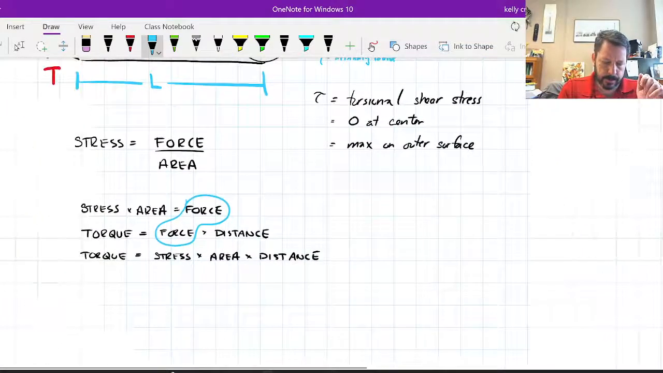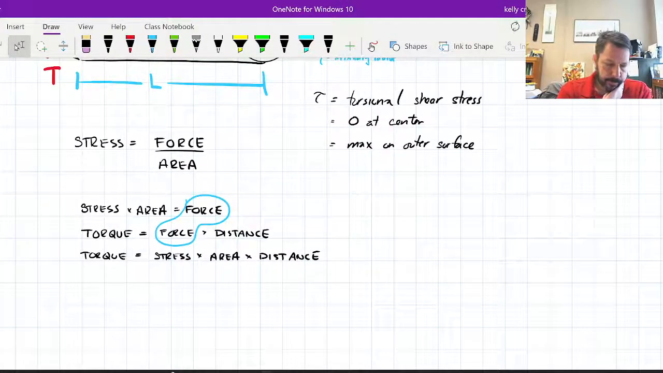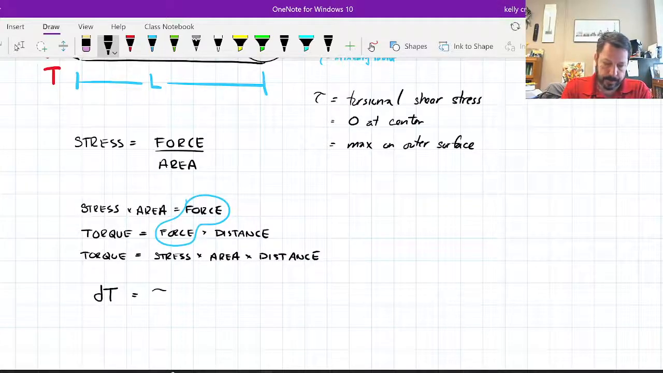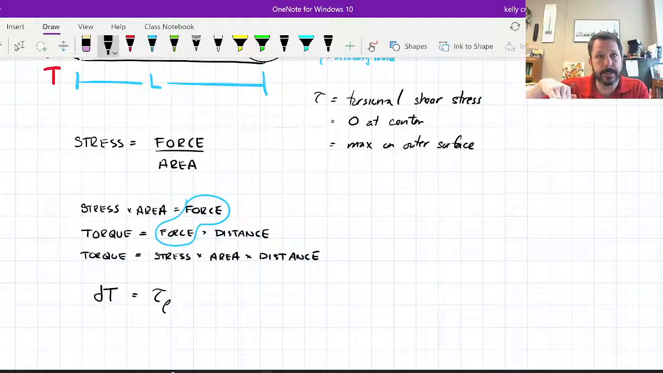All right, so looking at my word equation here, I could say that I've got a dT, so some torque on one of those little rings, equal to stress, this torsional shear stress, tau. I will say that it's tau rho, so it's the torsional shear stress at that position rho. That could be anything. It could be equal to B or C or anything in between.